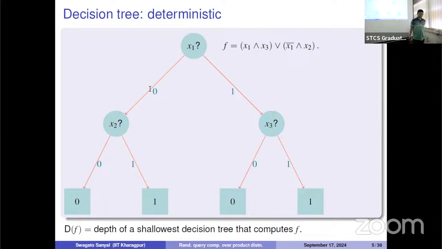So D(f), the deterministic decision tree complexity, or the deterministic query complexity of f, is the depth of a shallowest decision tree that computes f, or equivalently the number of queries made by the best decision tree, or the best algorithm, in the worst case.